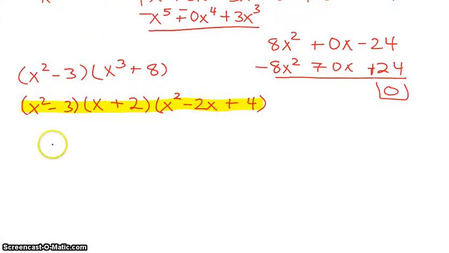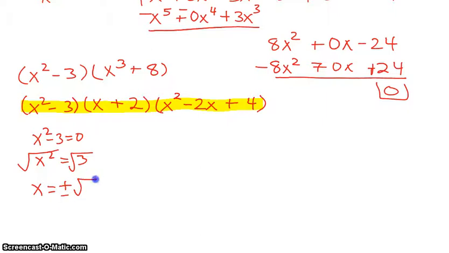But it's going to be a little more tricky with finding my zeros here. This one, when I set this equal to 0, I don't get imaginary this time. x squared equals 3. But I'm going to leave them as irrational answers. So it's going to be plus or minus the square root of 3. Then this one will be x equals negative 2. And then this one, I'm going to have to use that formula, the quadratic formula.